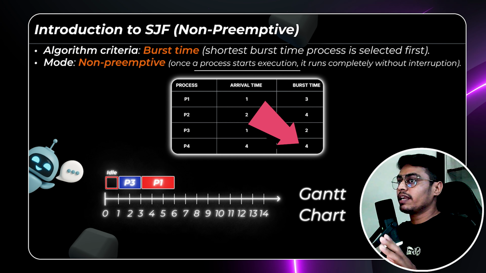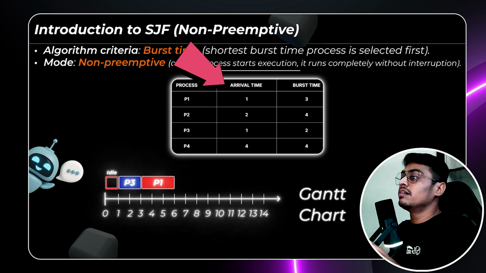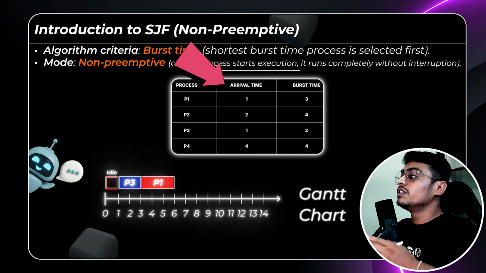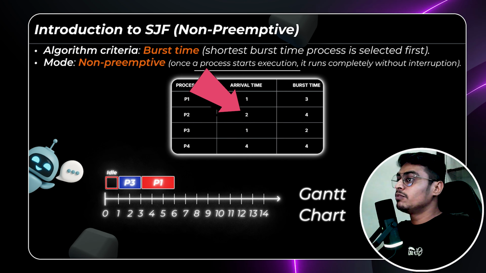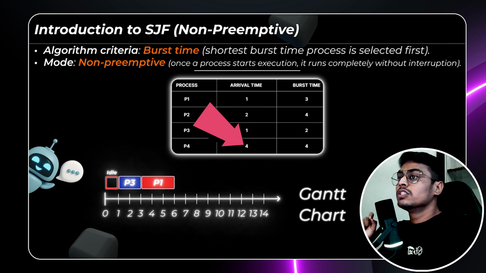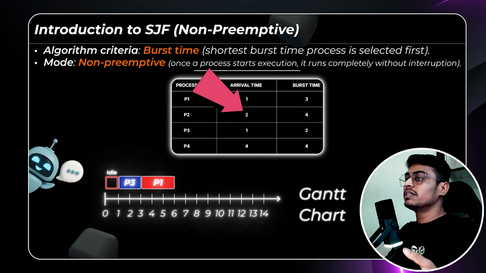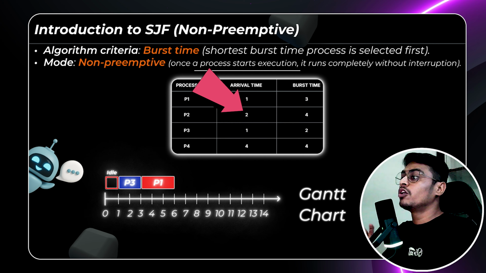Whenever you get conflict like this, then take a step back and check their arrival times. Check which one has lower arrival time, which means which one came first. Then you will find out that P2 came first at time 2 while P4 came at time 4. So which one to select out of these two? P2. Because although burst time is same, we are selecting P2 because of arrival time.